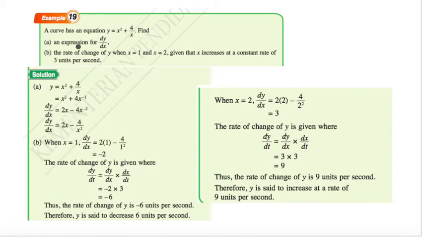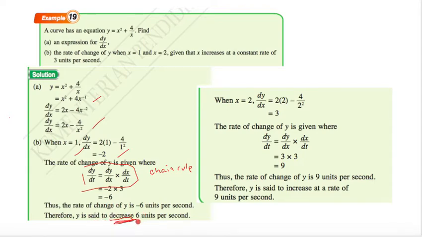Okay, for example 19, the y is given and then dy/dx you find. When x equals 1, dy/dx equals negative 2. The rate of change of y equals dy/dt, here dx, here dx. This one we call the chain rule, and this is very important. It equals negative 3 times 2, which is negative 6. So the rate of change of y is negative 6 units per second. Negative means it is decreasing.